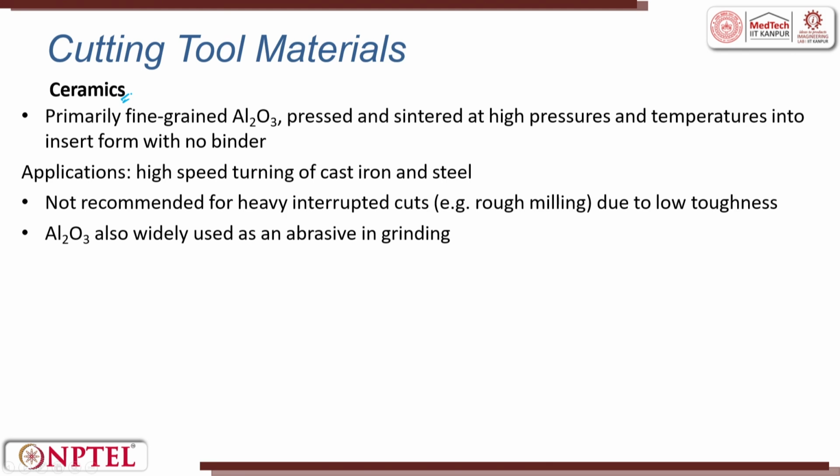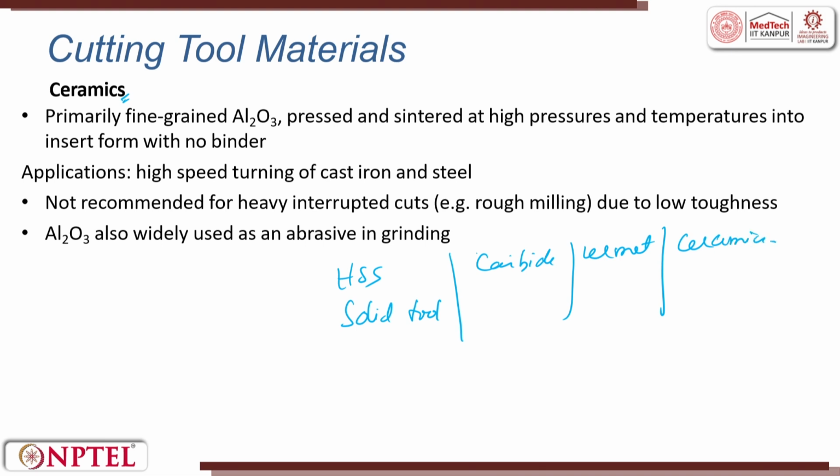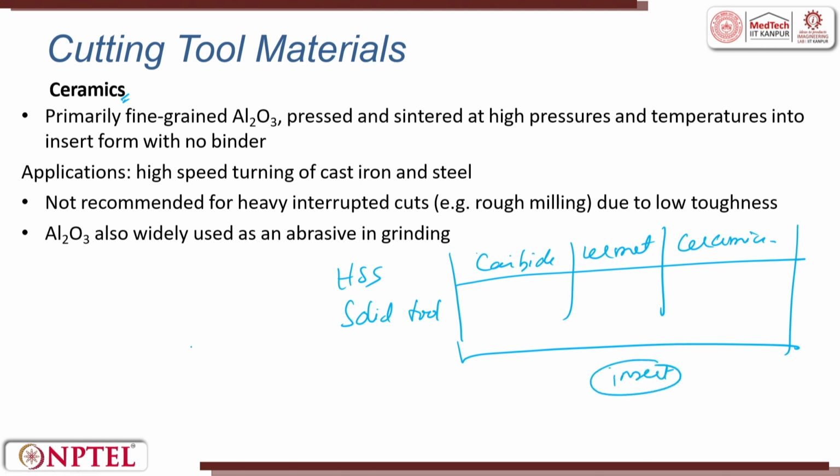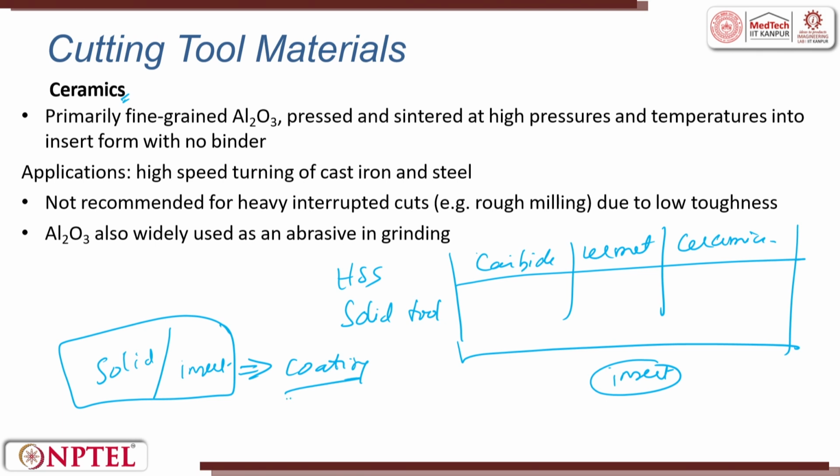Ceramic is on the higher end. So, HSS, we have solid tools, then we have tungsten carbides, then we have cermets, then we have ceramics. These all are inserts. On top of a solid tool or an insert, we can give a coating. The coating is only to avoid thermal diffusion.